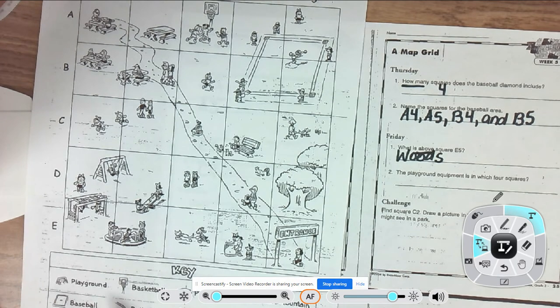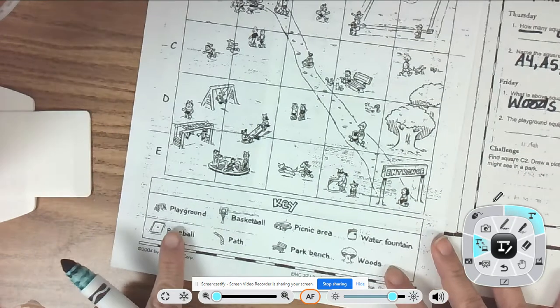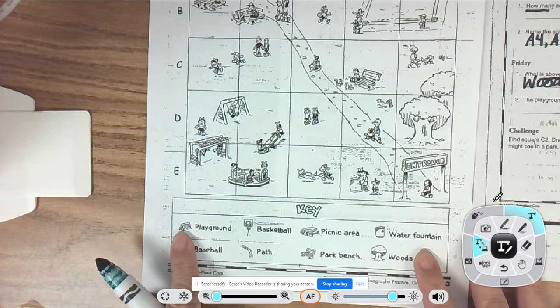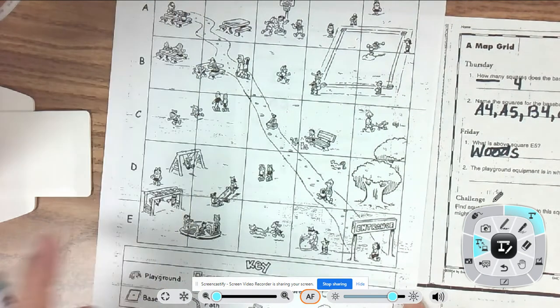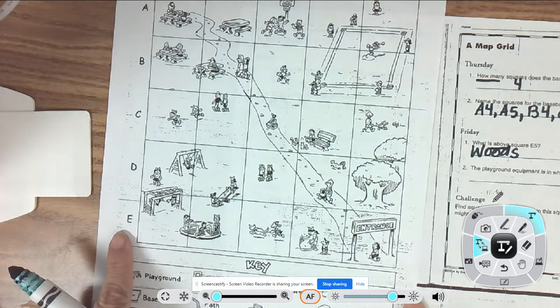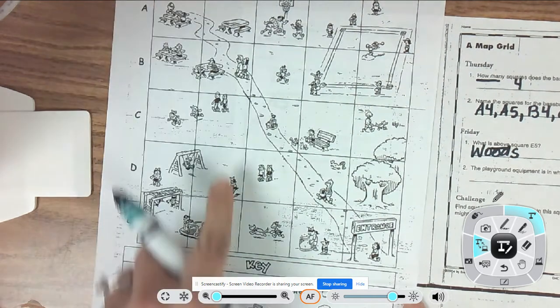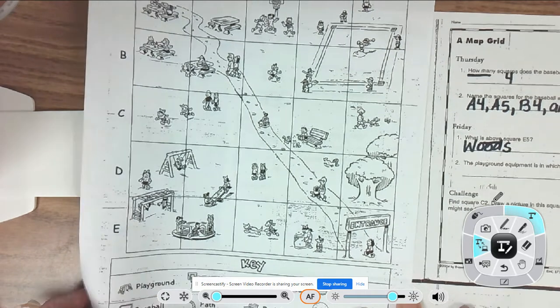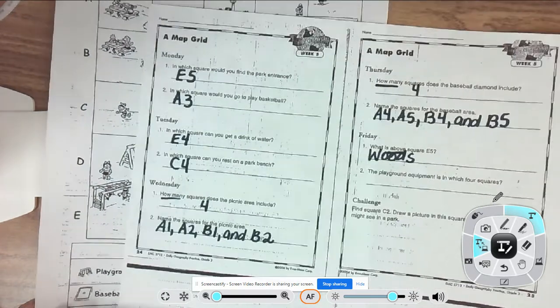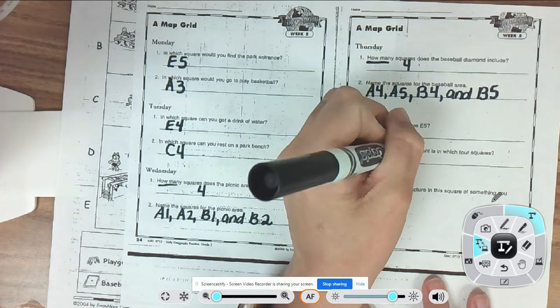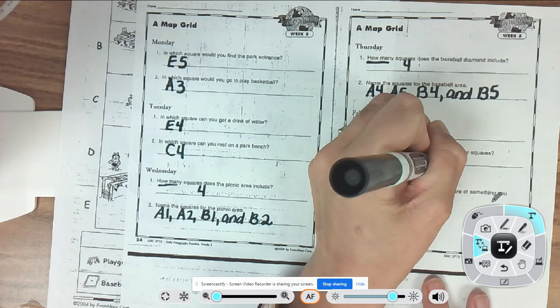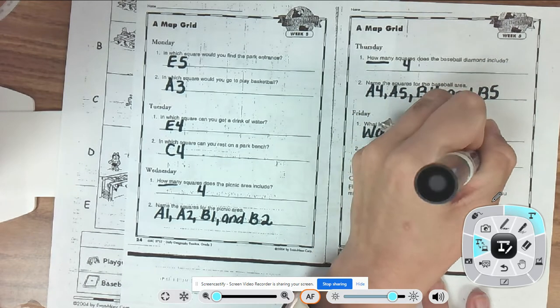Number 2, for Friday, the playground equipment is in which 4 squares? So we need 4 answers. The playground equipment. Go down here to our key, see what the playground looks like. We've got to find 4 squares, and they're right here. D1, D2, E1, E2. And we're going to write all of those down. Remember, that was D1, D2, E1, and E2.